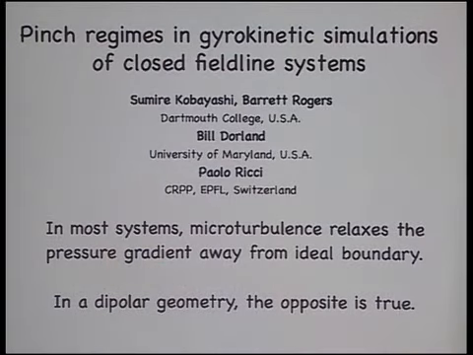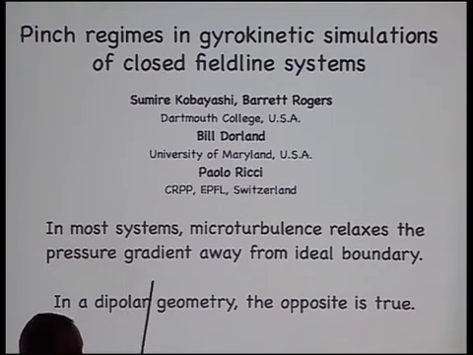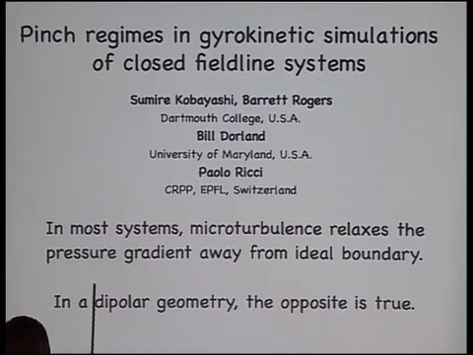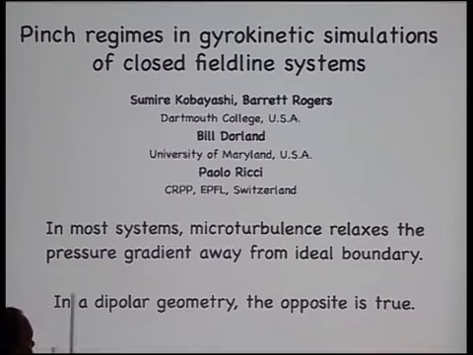And there's something really interesting about this system, which is surprising. In most systems, microturbulence, like ITG turbulence, for example, in a tokamak, tends to relax the pressure gradient away from the ideal boundary. So you've got a plasma, you want to make it ideal because you're assuming that ideal modes are going to kill you. You've got residual non-MHD turbulence. This non-MHD turbulence typically relaxes the pressure gradient, driving the system further away from the ideal boundary.